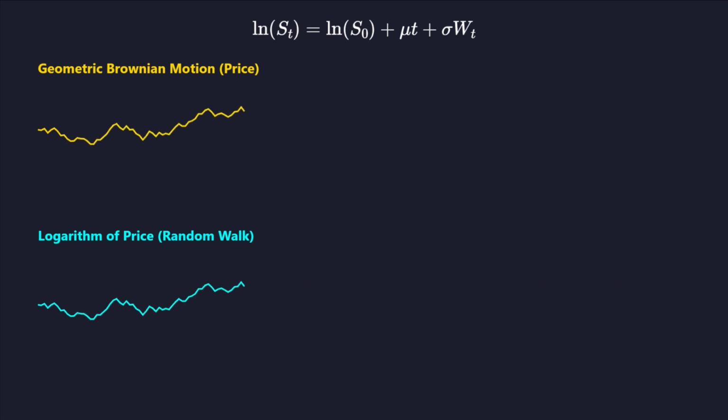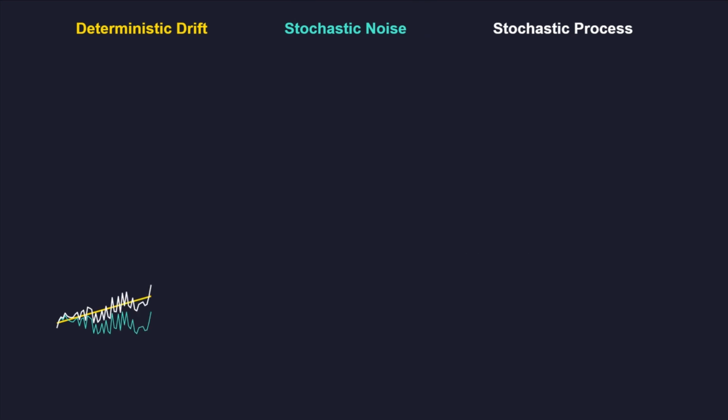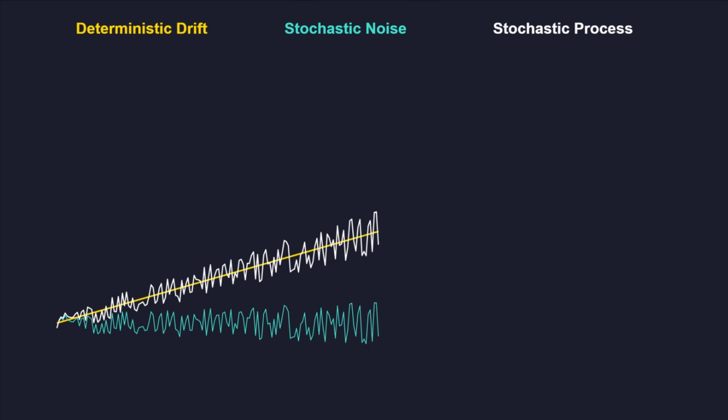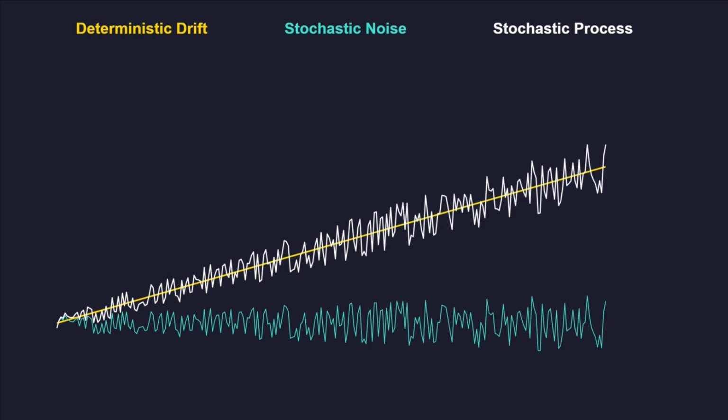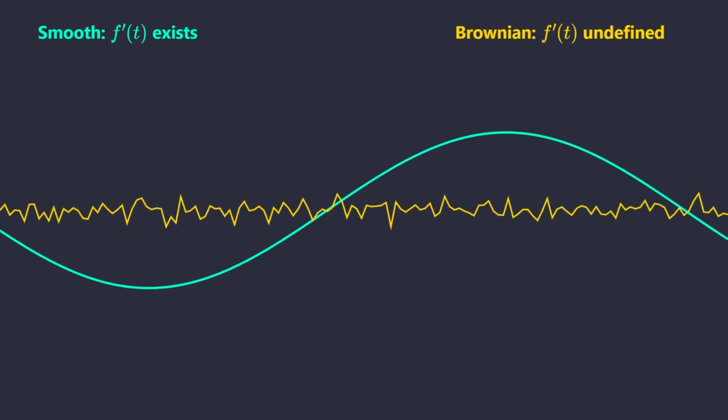Geometric Brownian motion solves this by modeling the logarithm of the price as a random walk, ensuring that asset values remain strictly positive. This stochastic process consists of two components: a deterministic drift, representing the expected return, and a stochastic volatility term, representing market noise. The noise is formally defined by a Wiener process, characterized by independent increments that follow a normal distribution with mean zero and variance delta t.